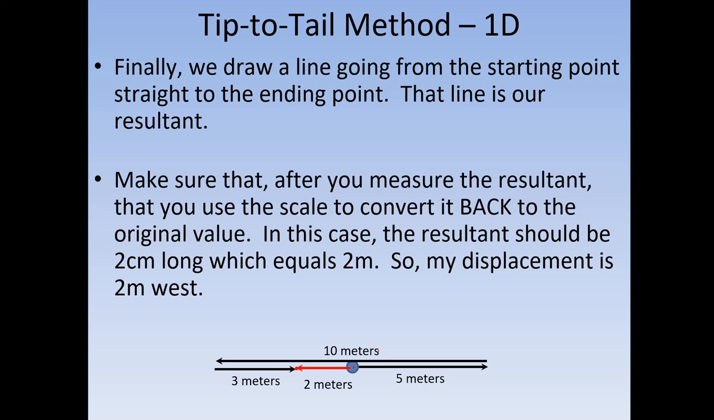And then what we would do is, depending on our scale, we would measure this line and then figure out what the value is. So again, in this case, we had a 1 centimeter equals 1 meter conversion. So a 2 centimeter line would give me 2 meters. So in the end, my displacement would end up being 2 meters west.